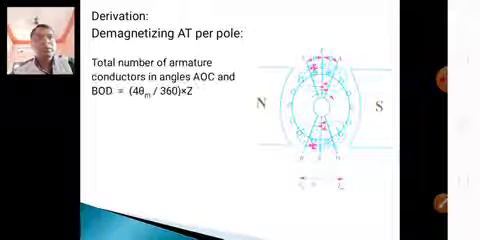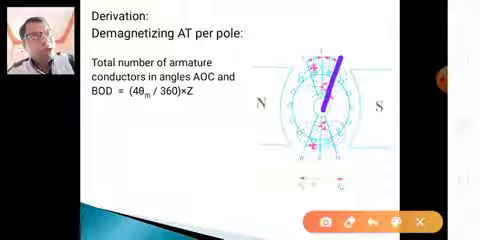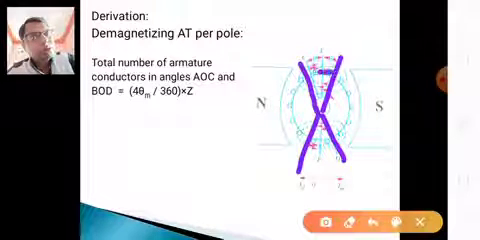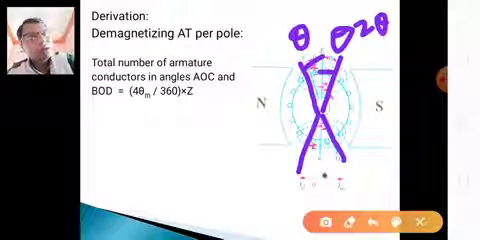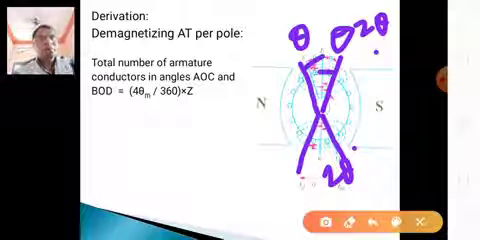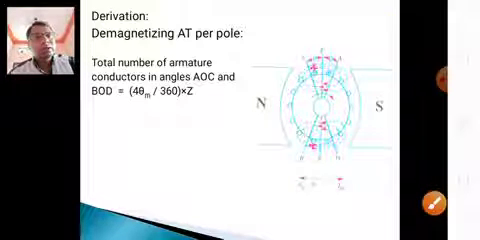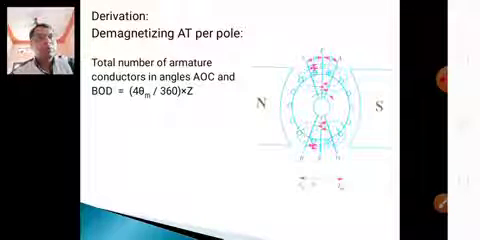Here see the derivation of the demagnetizing ampere turns per pole. The total number of armature conductors in the angle: here is triangle AOC, and triangle BOD. Suppose this brush is shifted by theta, this also theta, so here the total will be 2 theta. Here also the same 2 theta. The total will be 4 theta. The total degrees is 360 degrees for Z conductors. So the number of conductors in the angle between AOC and BOD is 4 theta m by 360 into Z.